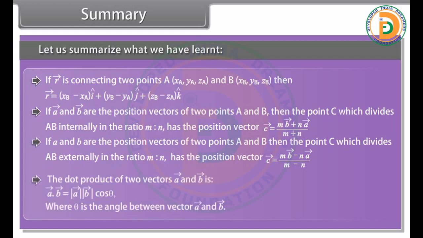The dot product of two vectors A and B is the magnitude of A times the magnitude of B, multiplied by the cosine of the angle between A and B, where theta is the angle between vector A and B.